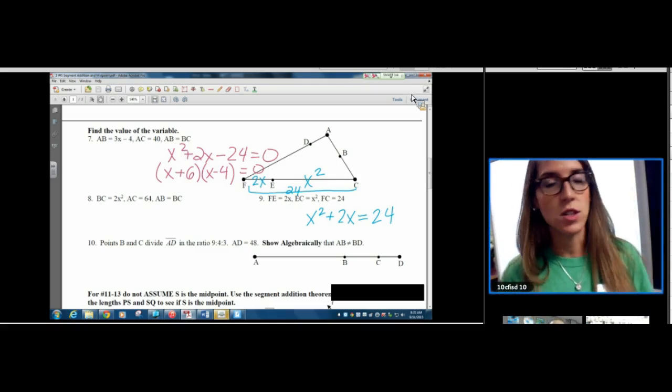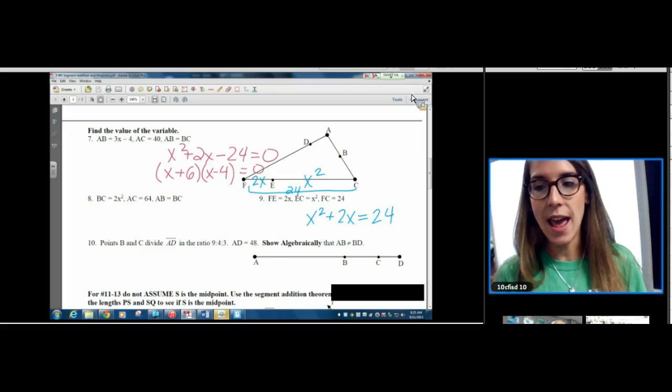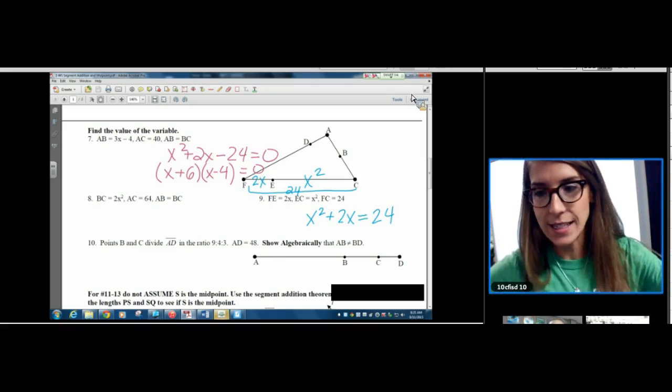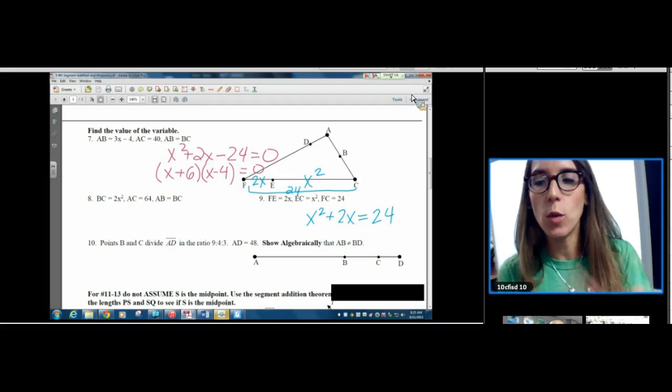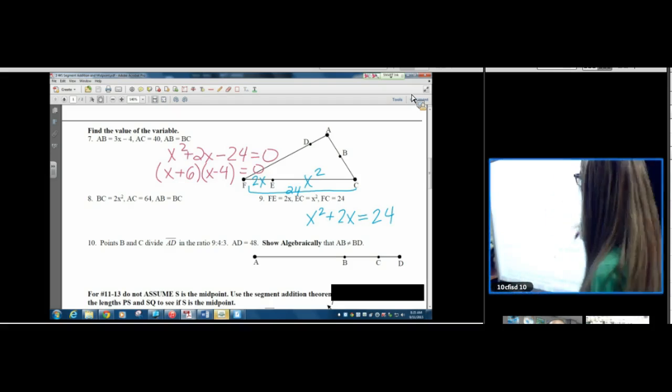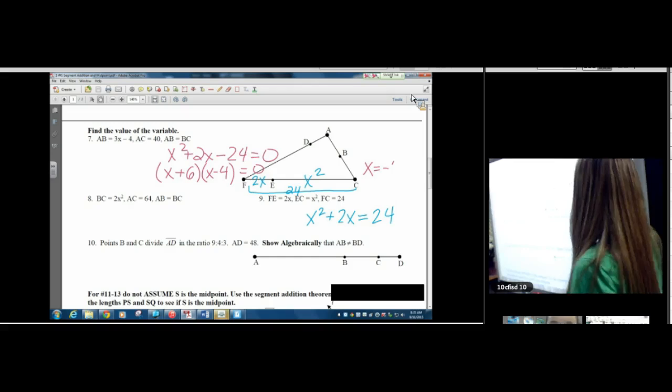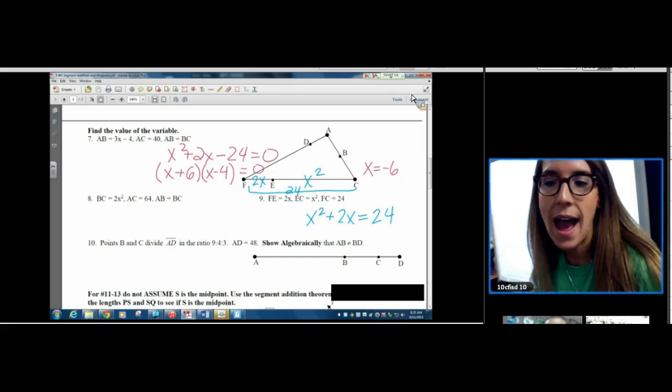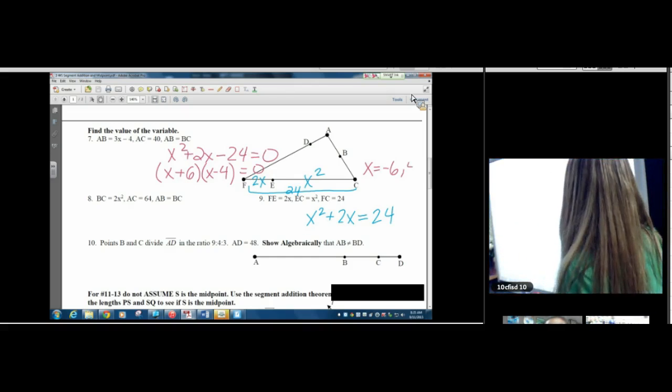That is not the answer. Don't type that in the answer blank. That is not x. You need to solve for x. In other words, what value of x forces that to be 0? So you subtract 6 from both sides, and you get x is -6. And you add 4 to both sides, and you get x is 4.